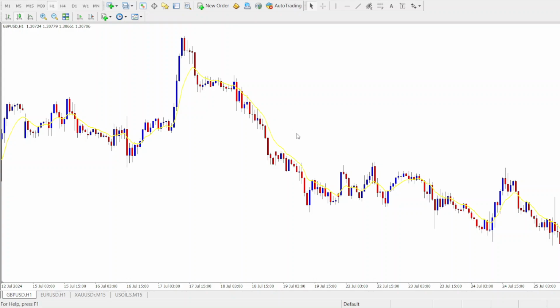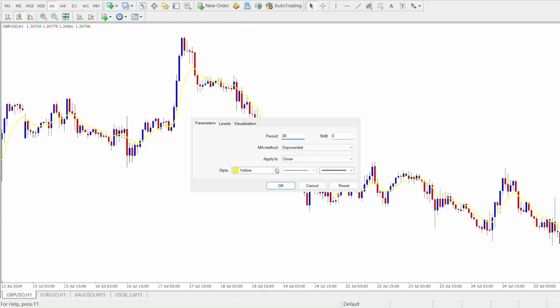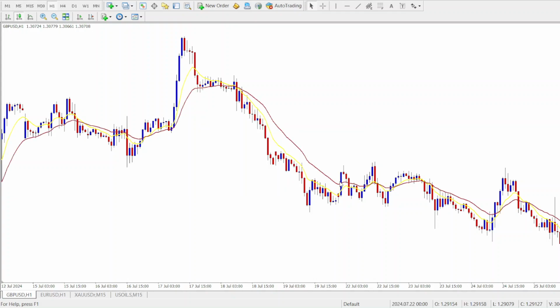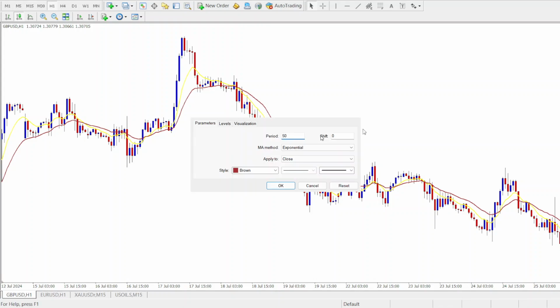The 20 EMA serves as a balance between short and longer term trends, and it helps confirm the general direction of the market. Then finally, we are going to be adding the 50 EMA to our chart.